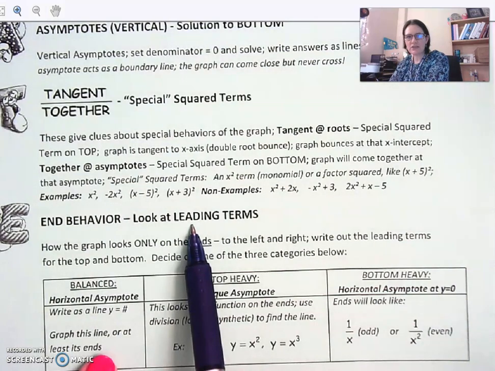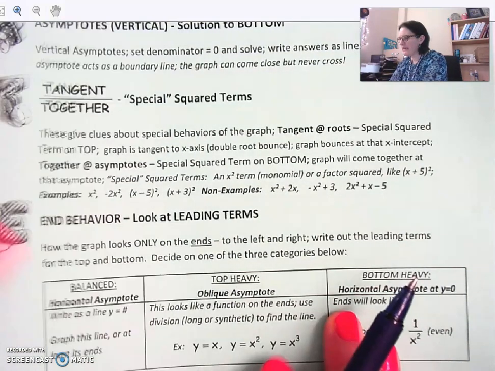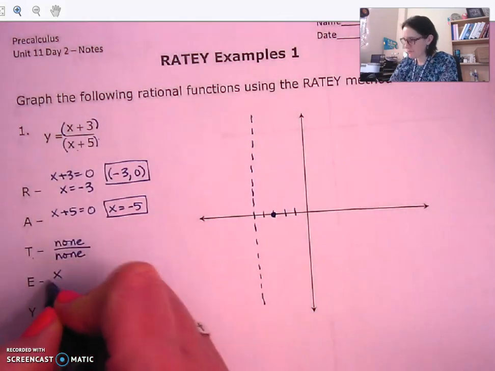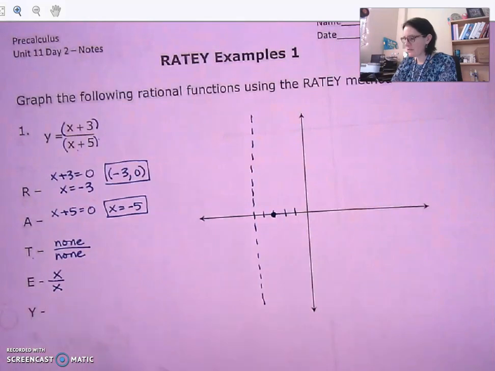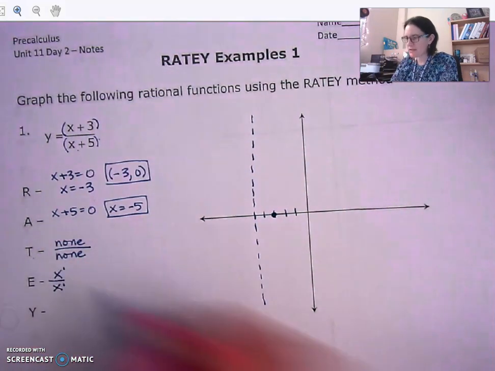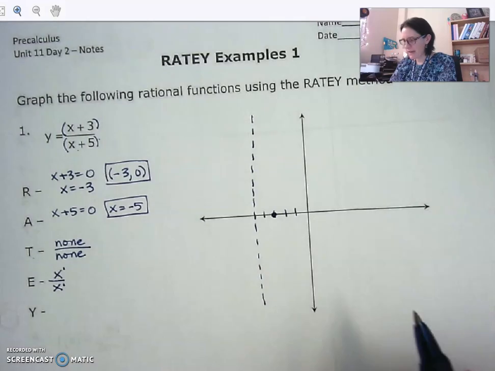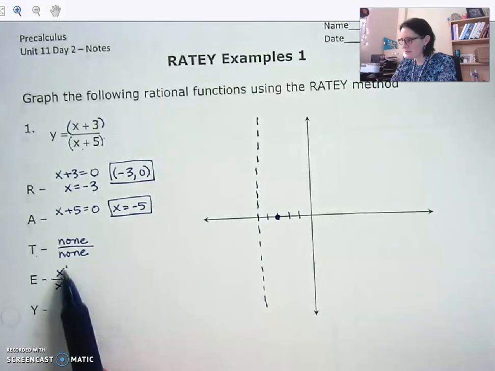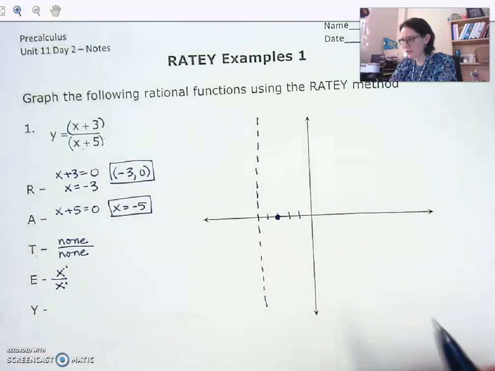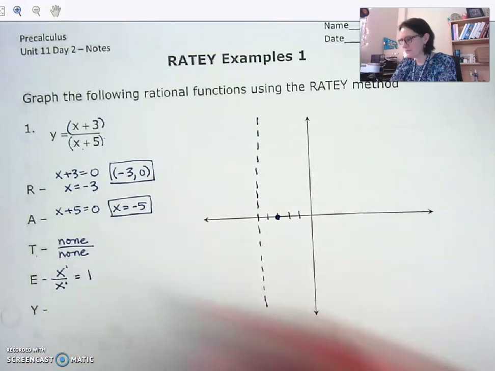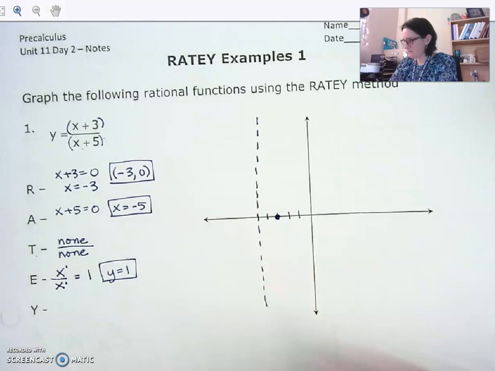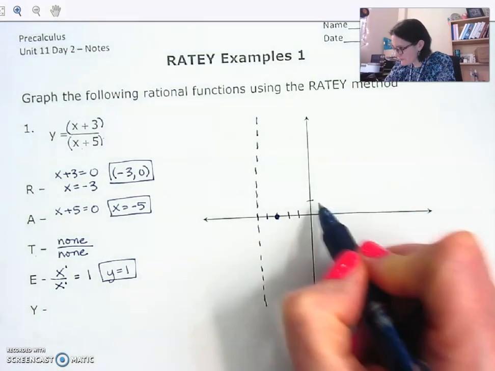You look at the leading terms. So my leading terms here are just x over x. And looking at their exponents, they are the same. So we would call this a balanced situation. And here's what you're going to do with that information. Simplify the leading term ratio that you set up. That simplifies to 1, because anything divided by itself is 1. So that value is going to be your horizontal asymptote. So I'm going to draw that in right now.